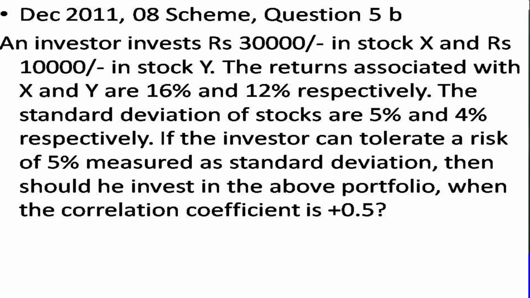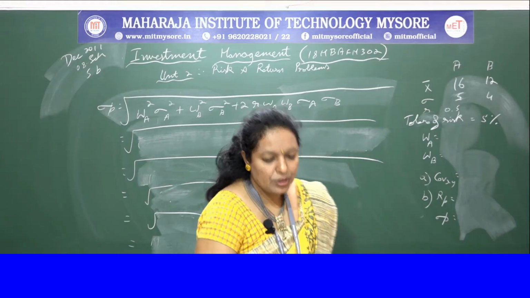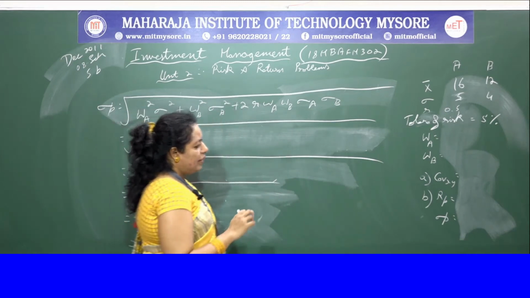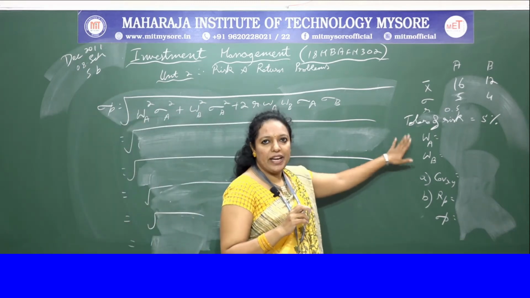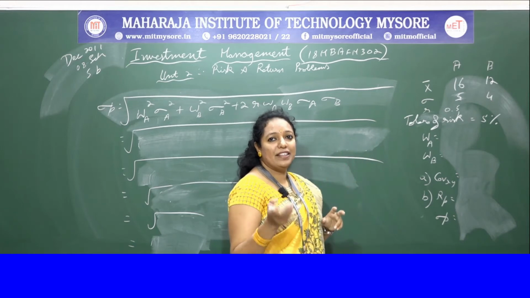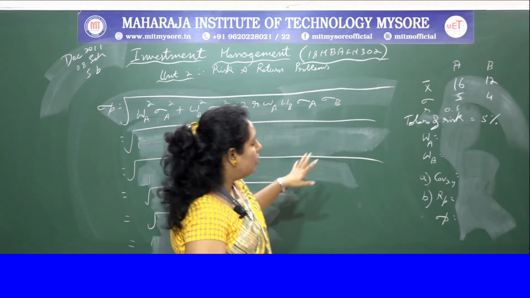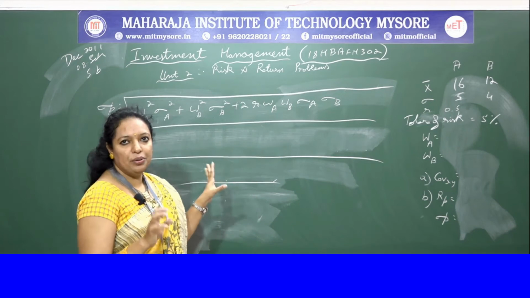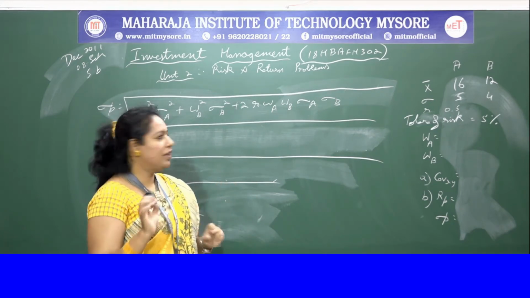And they have said that the correlation coefficient is 0.5. Okay, so correlation coefficient, I'll write here 0.5. And they've said the investor invests 30,000 and 10,000 in each stock. So here, let's see, they have not given the weights. So how do you calculate the weights? And they have asked what is the total risk, in order to make a comparison of the tolerance.